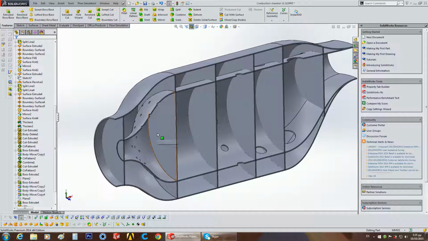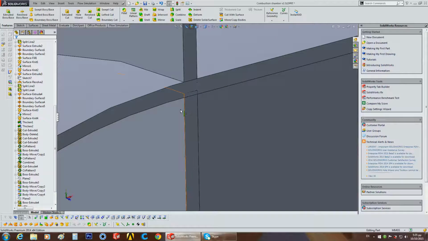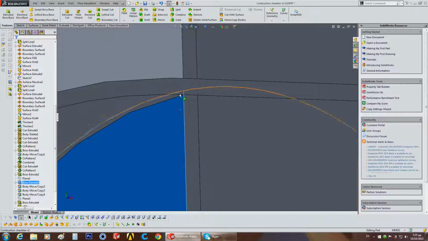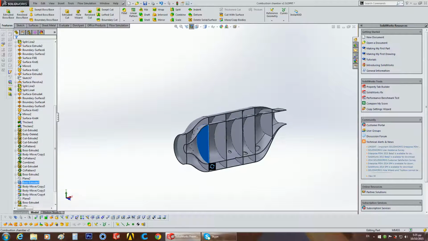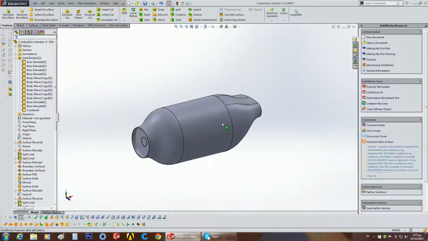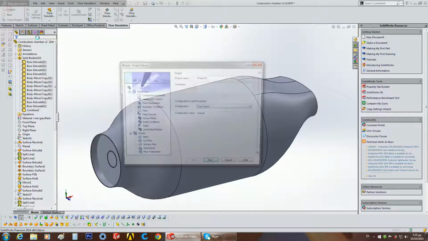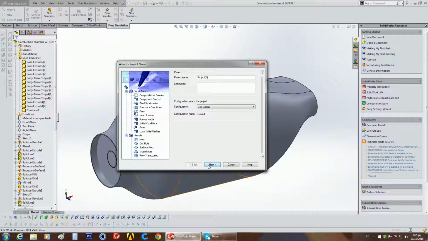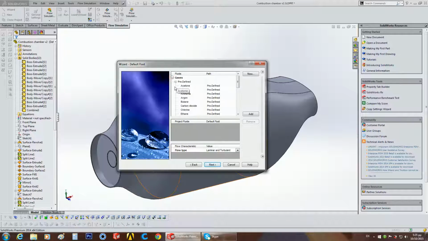The first thing to do is to create lids at each point, but you must pay attention so that the lids cover the whole area. So to begin with, open the flow simulation and create a new study. We have internal analysis. The reference axis is X. We have air.